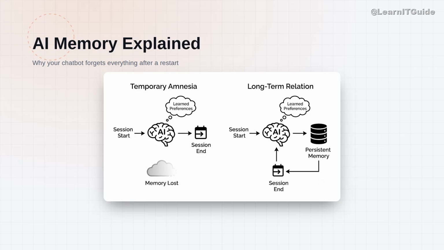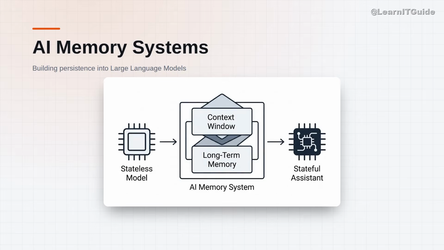This is more critical than you think, because without persistent memory, your AI cannot build long-term relationships or handle complex multi-day tasks effectively. Let us dive into the internal mechanisms that turn a stateless model into an intelligent, stateful assistant.